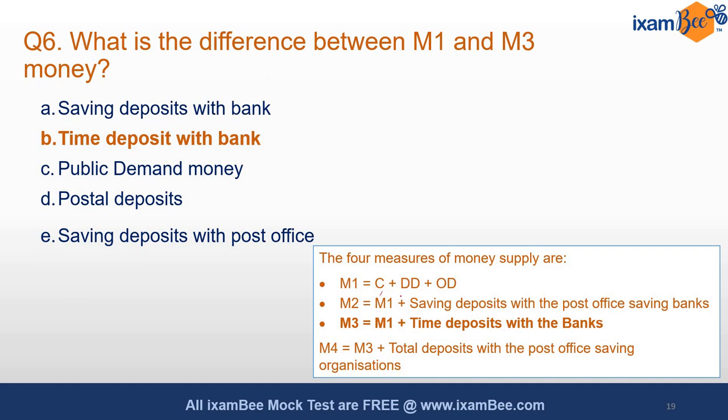Right, so there are 4 monetary aggregates, M1, M2, M3 and M4. The differences between the two, what is included, all this should also be well understood from a conceptual point of view for the preparation of your upcoming exams.